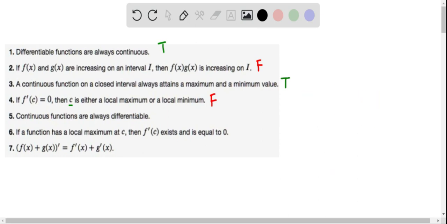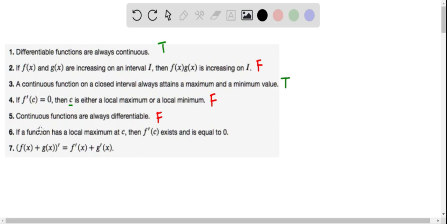Now let's look at the fifth statement. Continuous functions are always differentiable, and this is also not true. That is, this is false, due to the reason that if I have a continuous function which has a cusp like this, or if we have a continuous function which has vertical tangents like this, then the function is not differentiable where you have the cusps as well as where we have the vertical tangents. So due to this reason, continuous functions are not always differentiable.